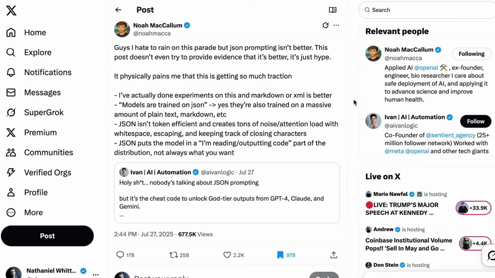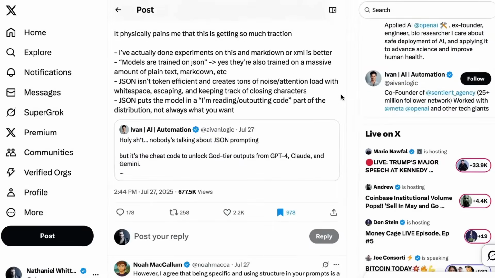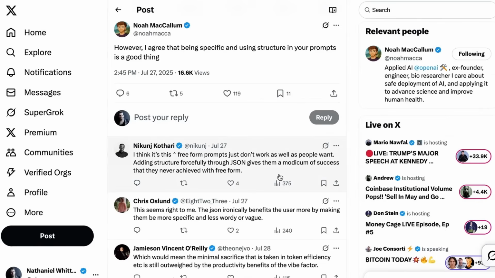Using an arbitrarily chosen JSON structure being better than regular text defies all logic. And if you need more evidence, Noam McCallum, who does applied AI at OpenAI, writes, guys, I hate to rain on this parade, but JSON prompting isn't better. It physically pains me that these types of posts are getting so much traction. I've actually done experiments on this, and Markdown or XML is better. JSON isn't token efficient and creates tons of noise and attention load with whitespace, escaping, and keeping track of closing characters. JSON also puts the model in an I'm reading and outputting code part of the distribution, which is not always what you want.